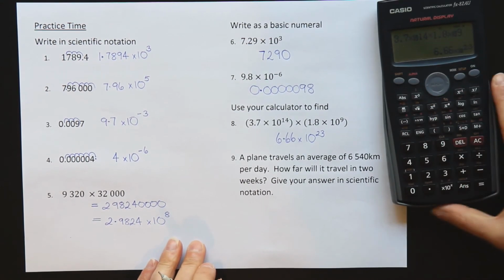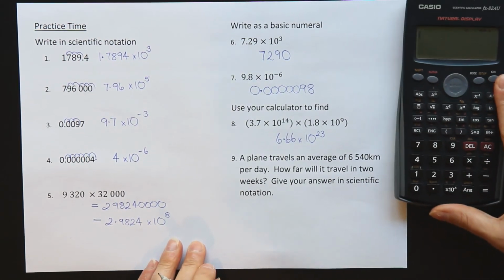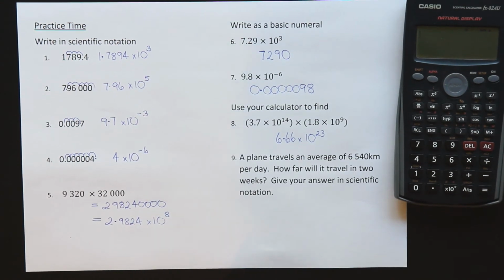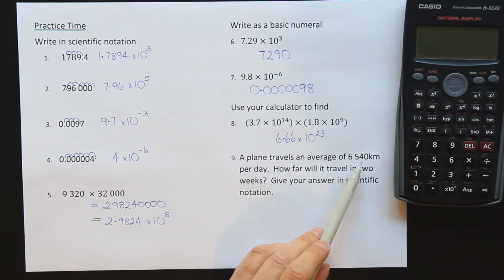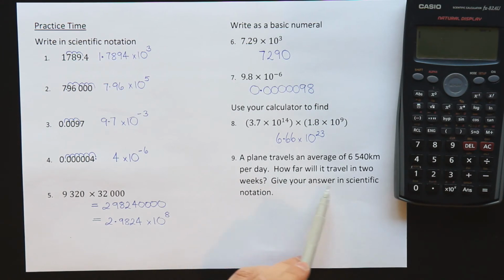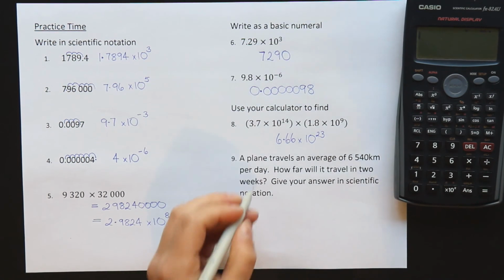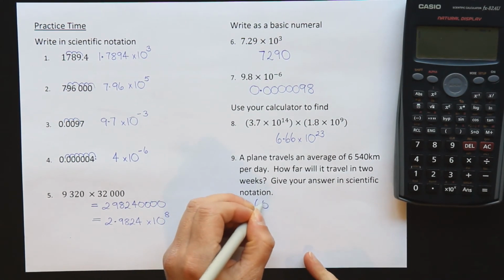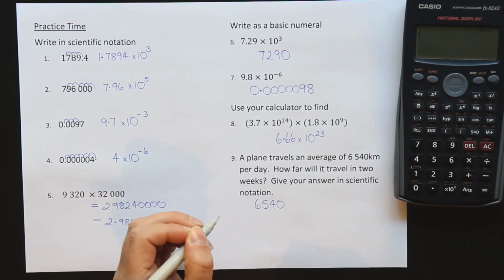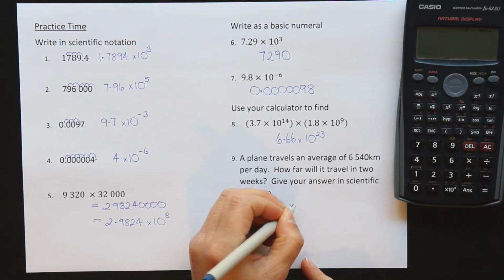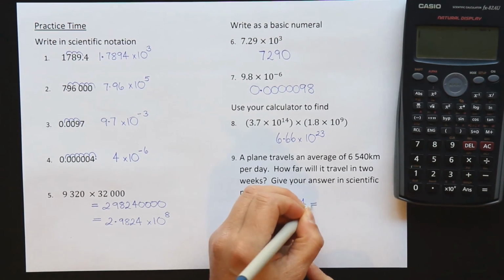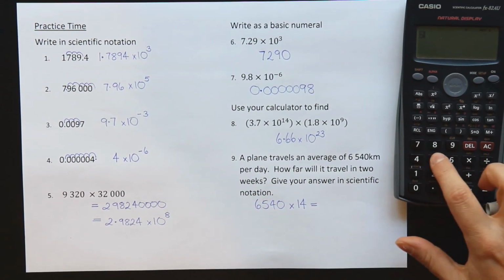Now, I just put this question on the end here because I wanted to show you an application of scientific notation. So we have a plane that travels an average of 6,540 kilometers per day. How far will it travel in 2 weeks? Give your answer in scientific notation. So if it does 6,540 kilometers in a day, in 2 weeks, there are 14 days, so I want to times that by 14. Okay, that's the calculation.